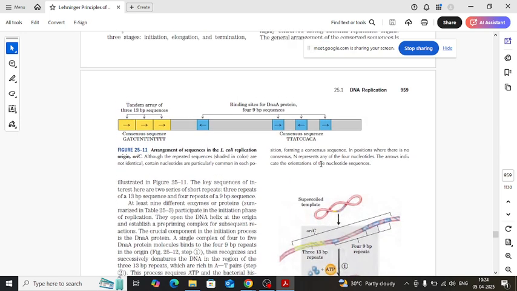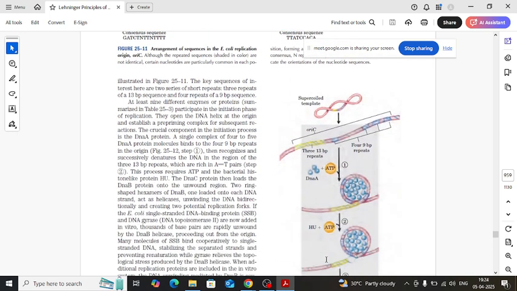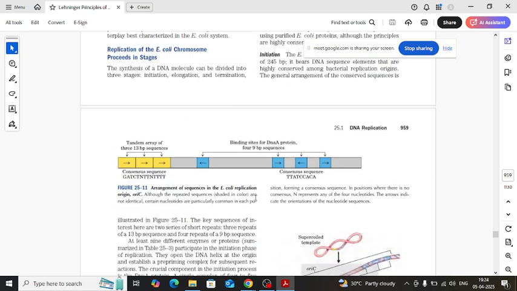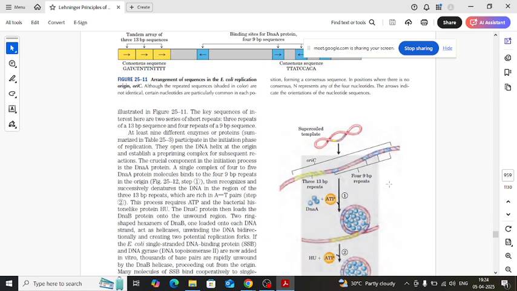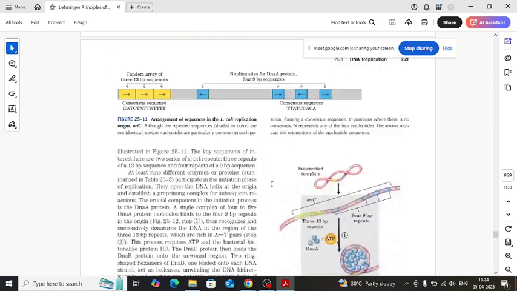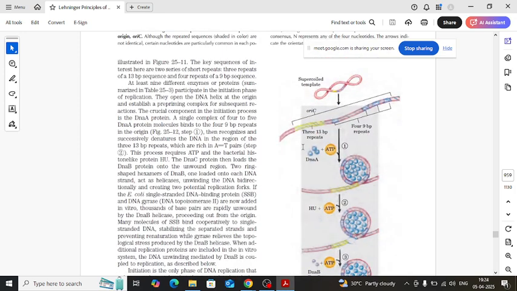So it has 13 base pair repeats, this one in yellow color, right? And downstream there are four 9 base pair sequences, right? These are the four 9 base pair sequences, which are the binding site for DnaA. So first DnaA will come along with the ATP and bind to these 9 base pair sequences, right? So DnaA will bind and it will make a loop, right?